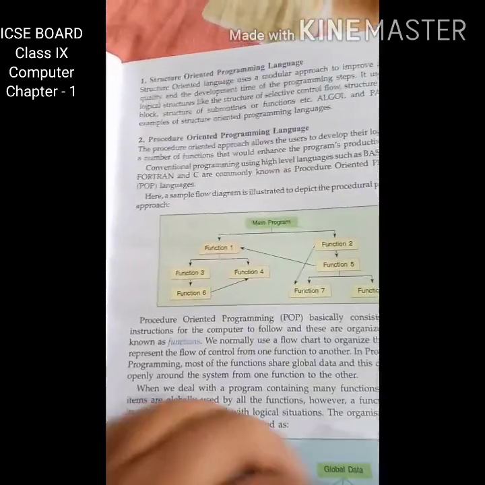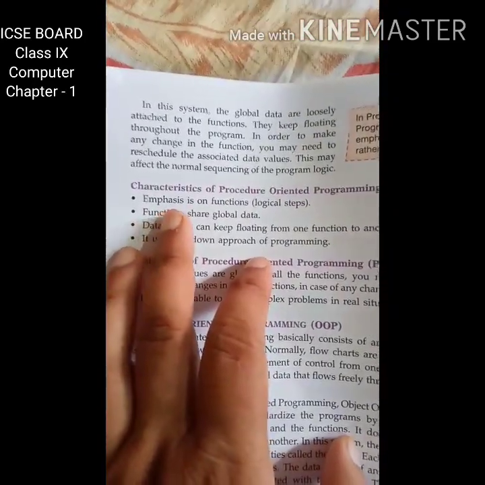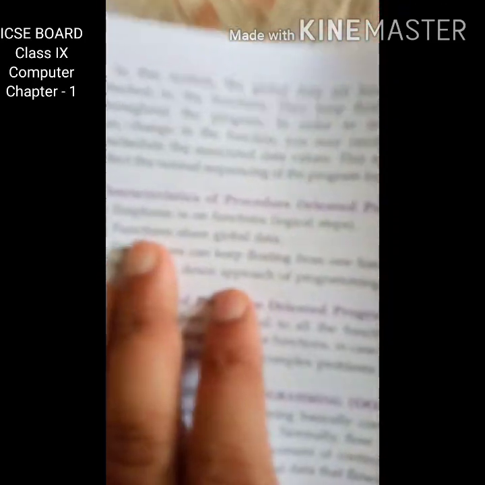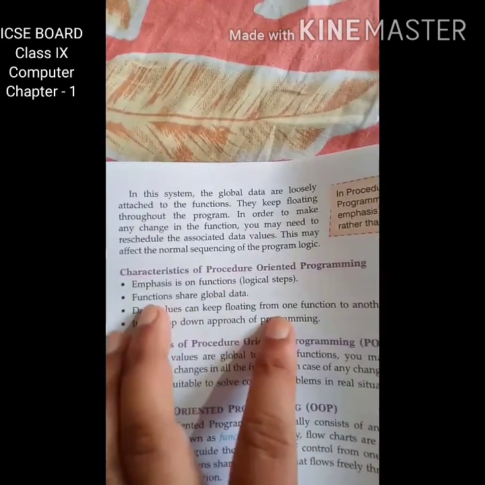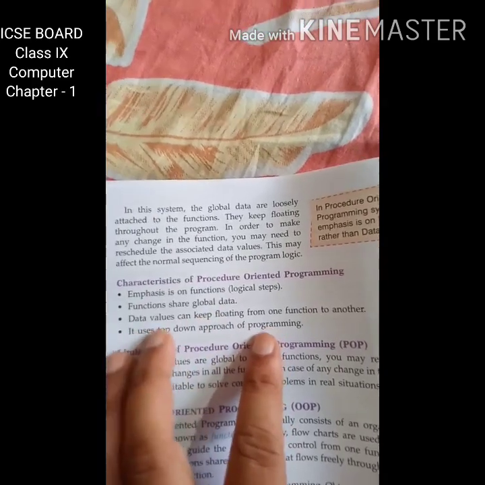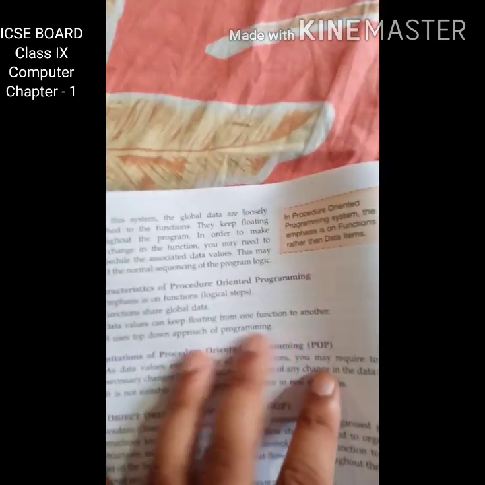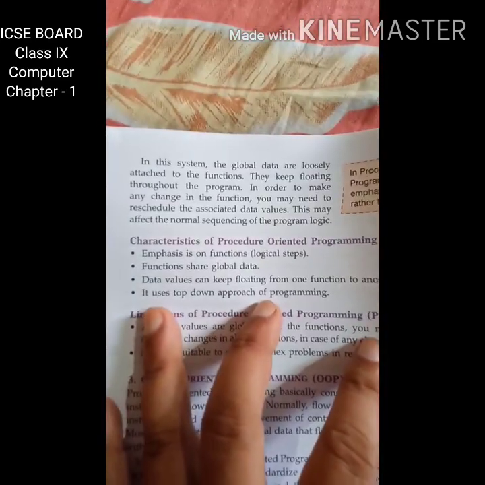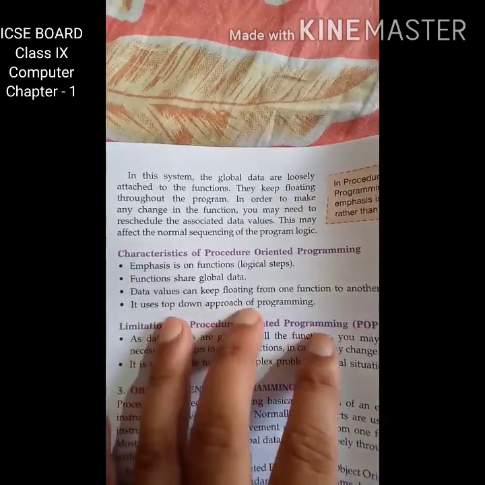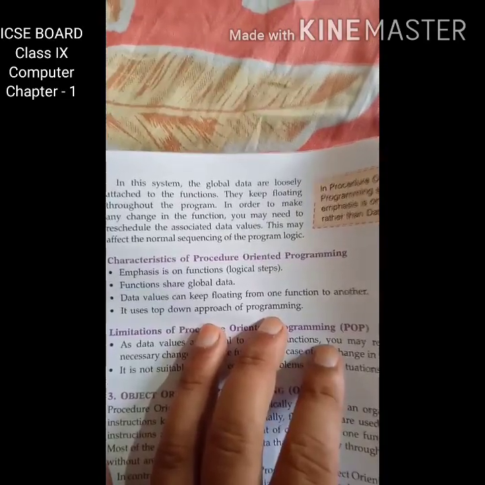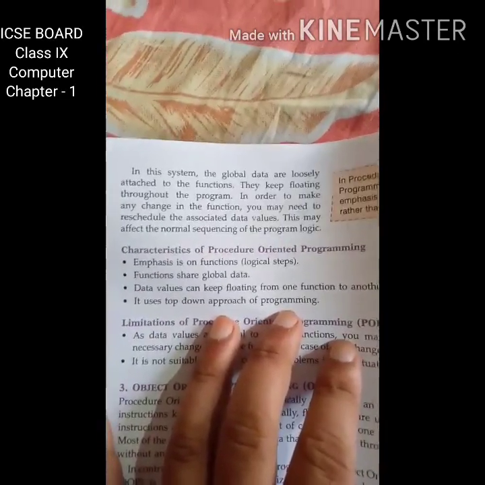So now we will understand characteristics of procedure oriented programming. Emphasis is on function. I have told you main focus we put on function. Functions share global data, and values can keep floating from one function to another. We can move data. It uses top down approach for programming, means top to bottom approach it uses.